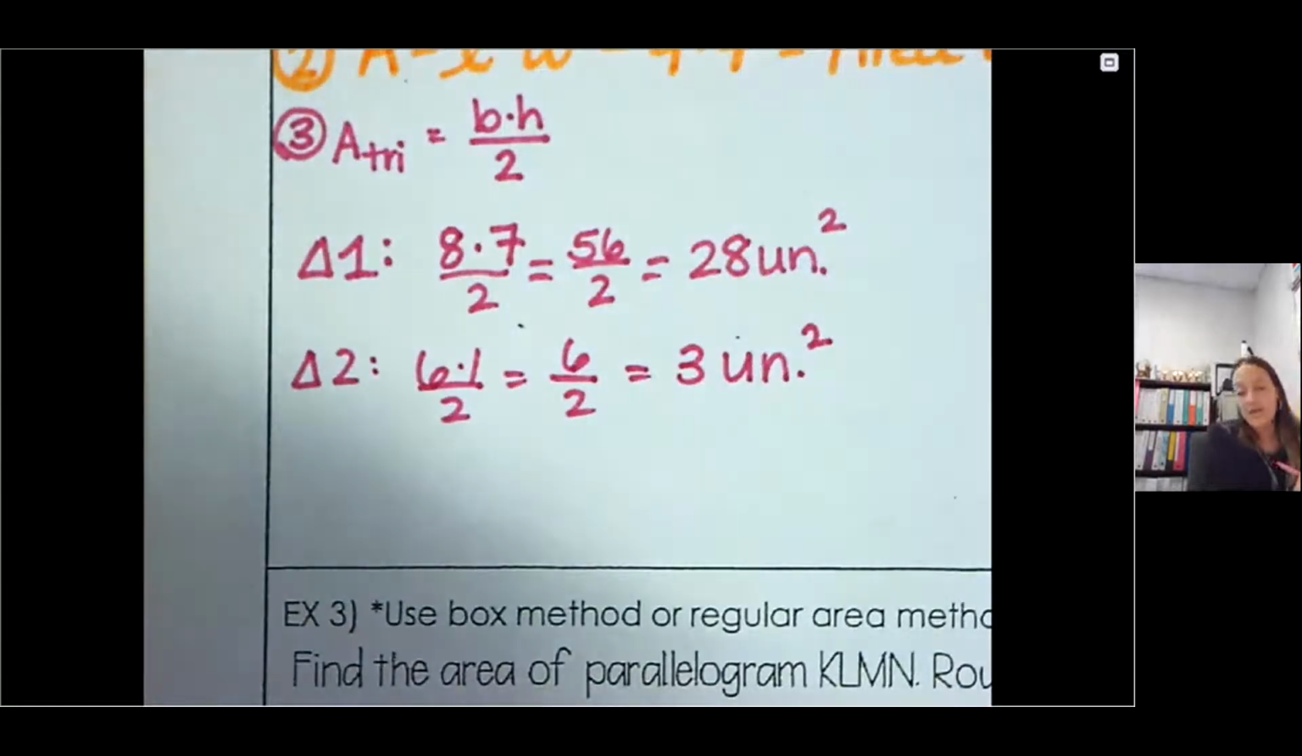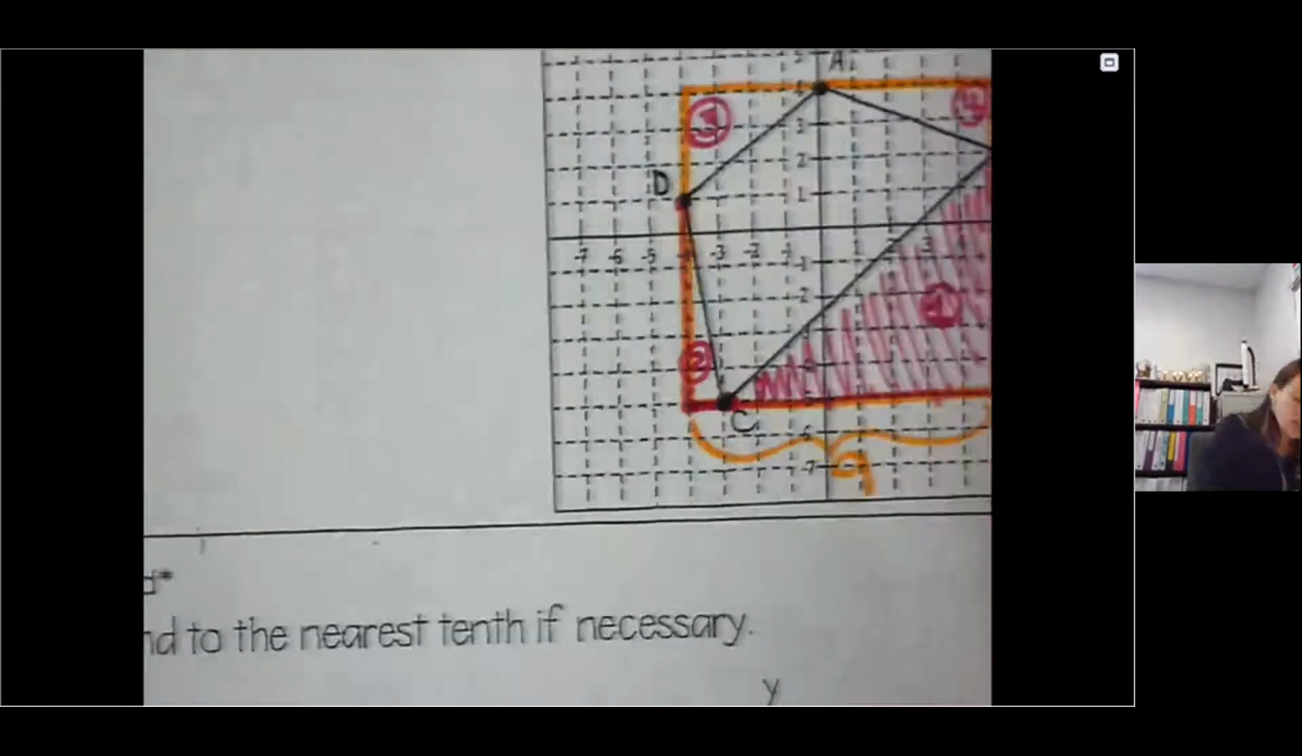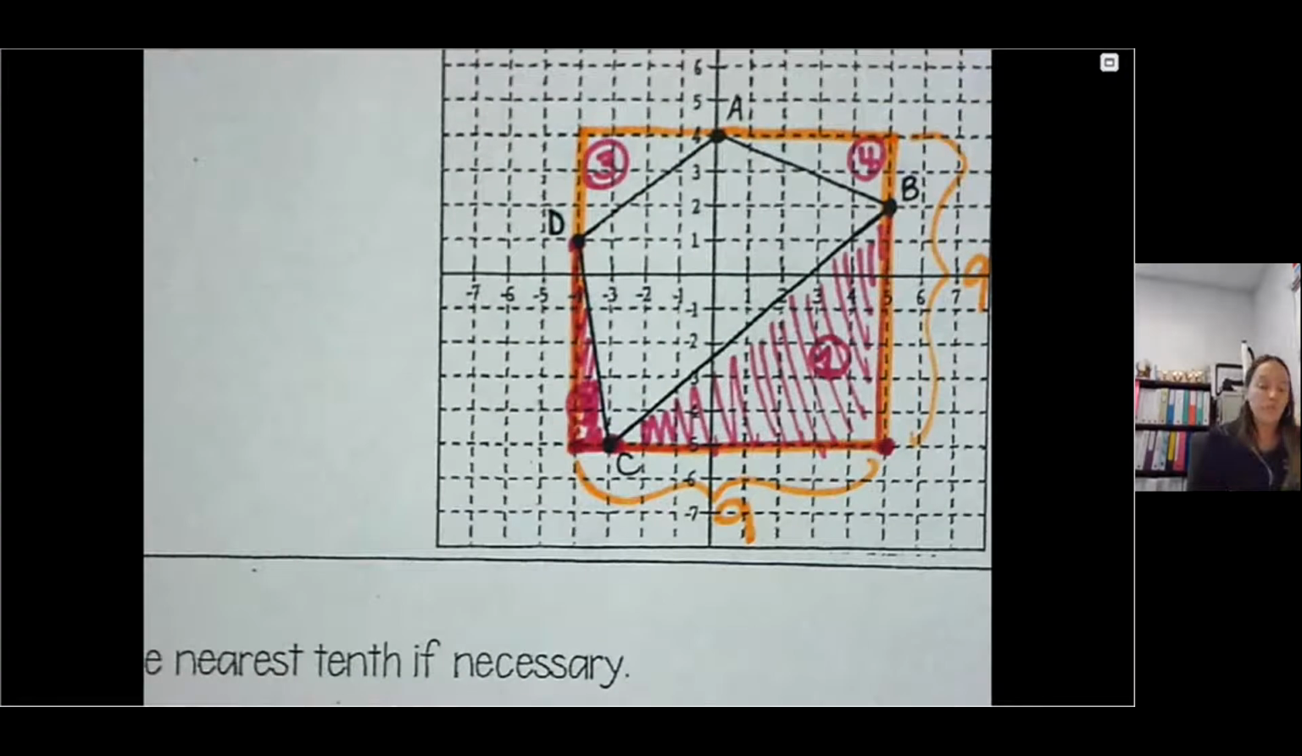So I've now figured out my second box. So that's box or triangle. Wow, I keep saying the wrong thing. I'm sorry. That's the second triangle, triangle 2.